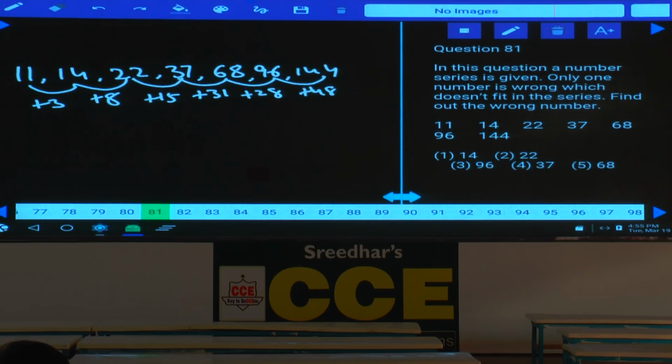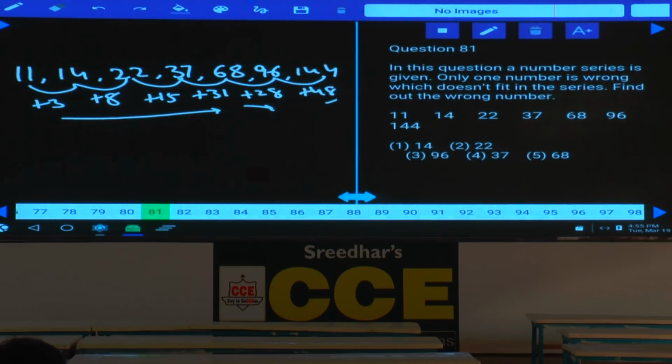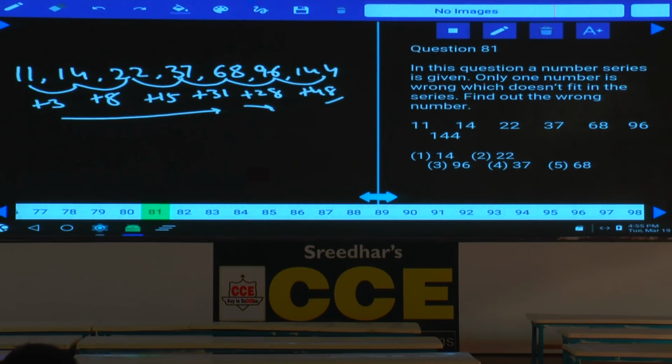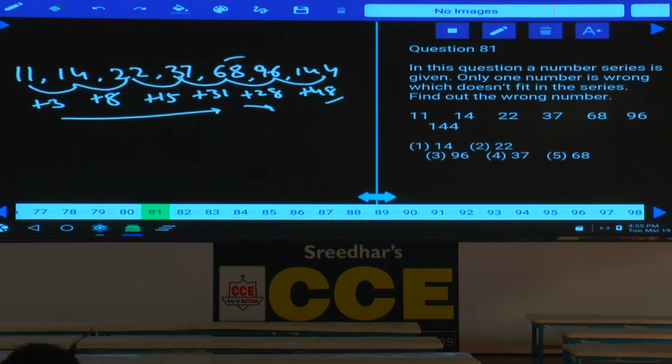Up to here the differences are increasing, from here to here it is decreased, and again it will be increased. Then what should be your wrong number? It must be somewhere here. Hence this 96 could be your wrong number, or this. Now your wrong number must be in between these two only. Whether 31 can be wrong or 28 can be wrong.